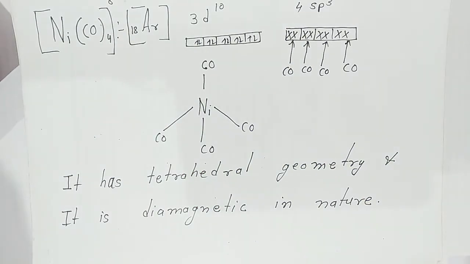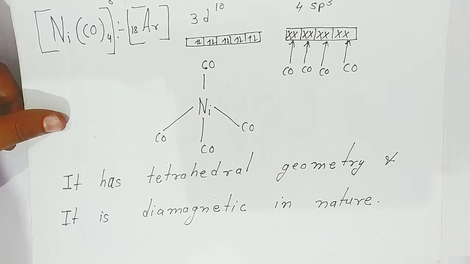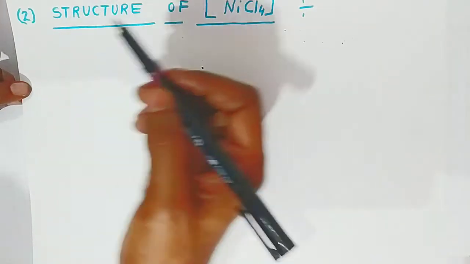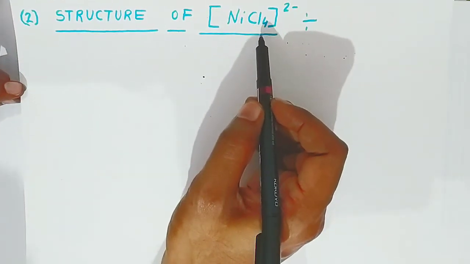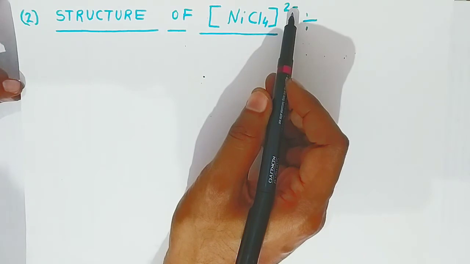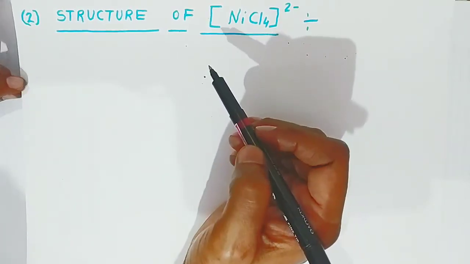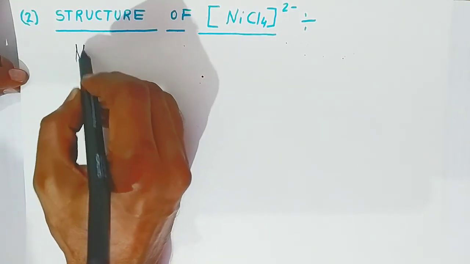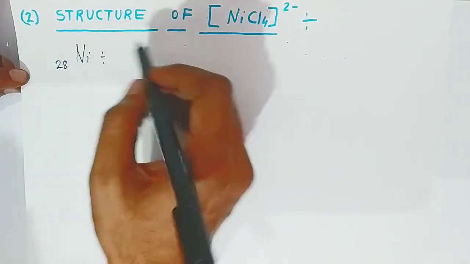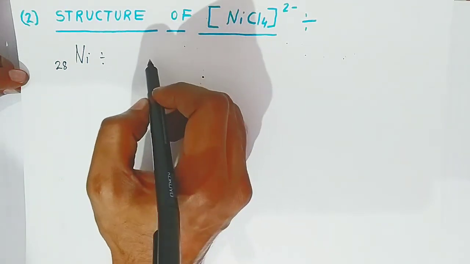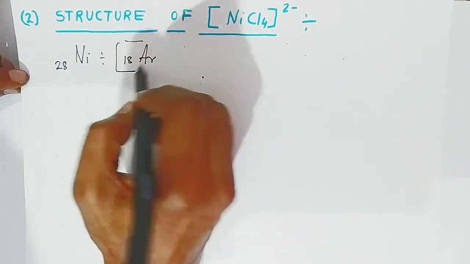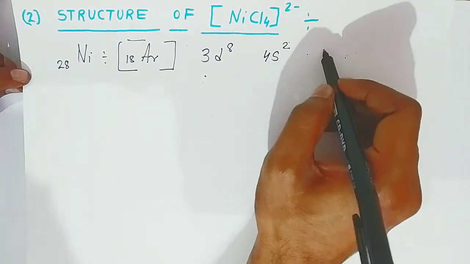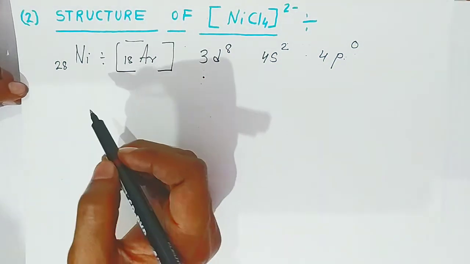Now, students, we are going to see the second example, that is nickel tetrachloride. Now here this complex is having negative charge, nickel 2 minus. So again, students, we are writing the ground state electronic configuration of nickel. What is the atomic number of nickel, students? Atomic number of nickel is 28. Electronic configuration you have to write, students: argon 18, 3d8, 4s2, 4p0. This is the ground state electronic configuration, student.